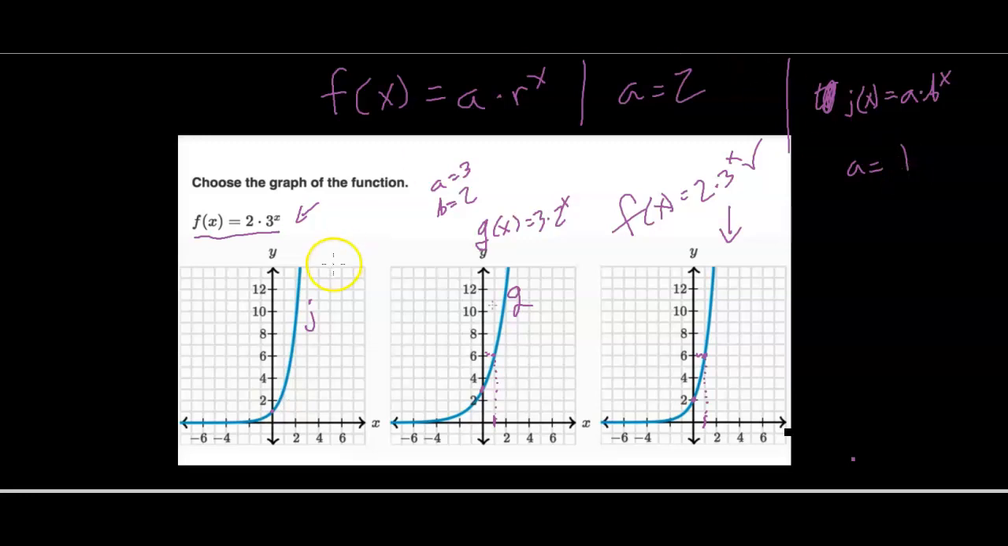Okay, so how can we find the value of b, the ratio of j of x? Well, let's think of it this way. At j of 1, at x equals 1, that means we will have multiplied our initial value by the common ratio once, because that's what these functions mean. That's what the input means: how many times you are multiplying your initial value by the ratio.